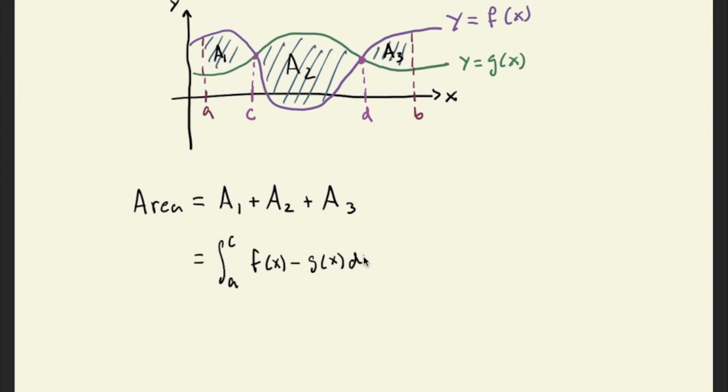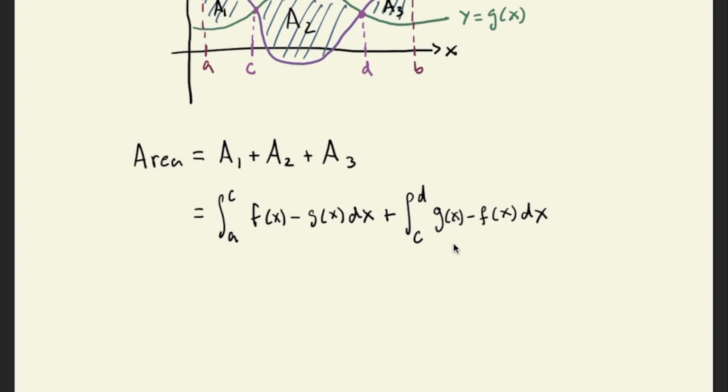And then the base of the rectangle, dx, right? So you sum all these tiny areas from A to C. And this is because f was on top. But now for A2, we're going to integrate from C to D. Now the function on top is g. The function in the bottom is f, right? So the height of a certain rectangle in here is going to be g of x minus f of x. And the base is still dx.